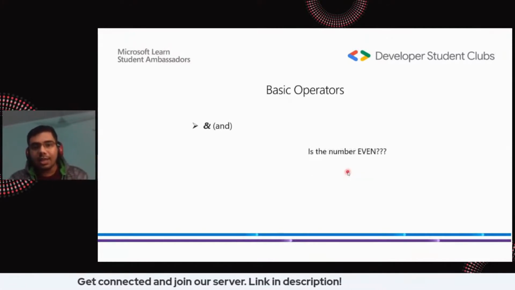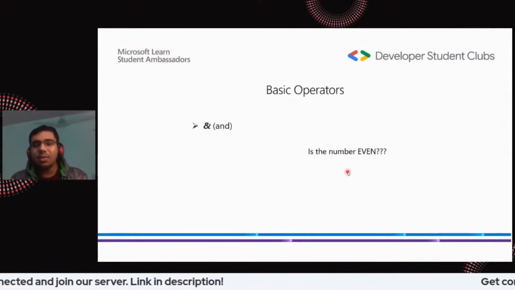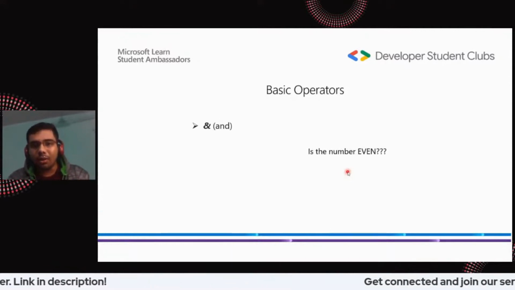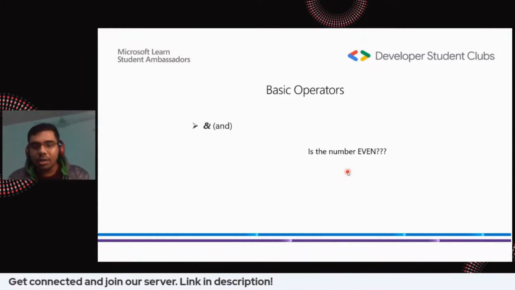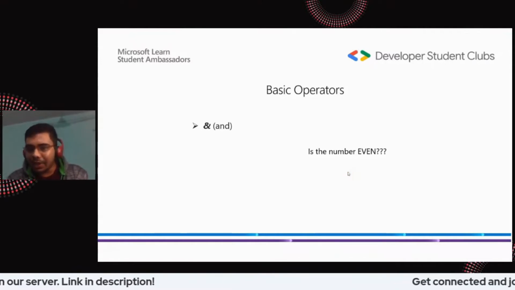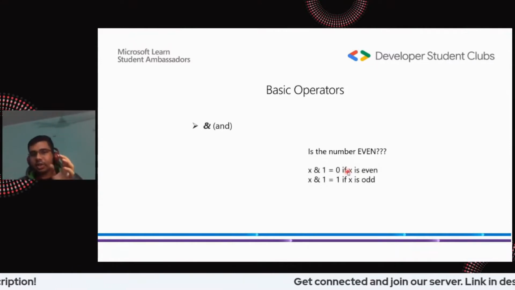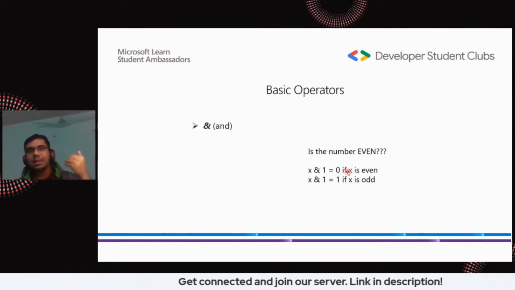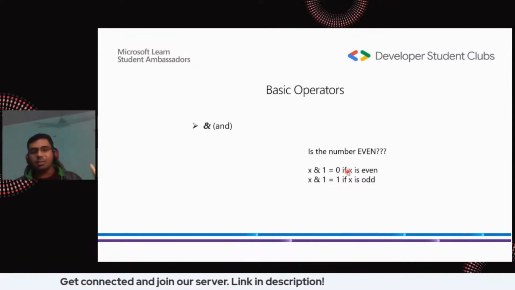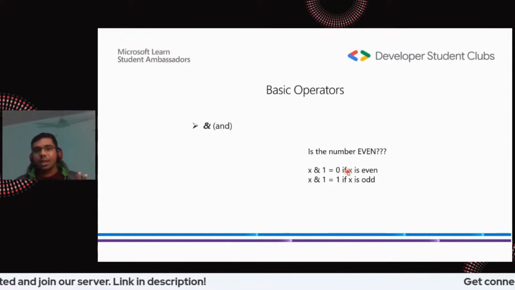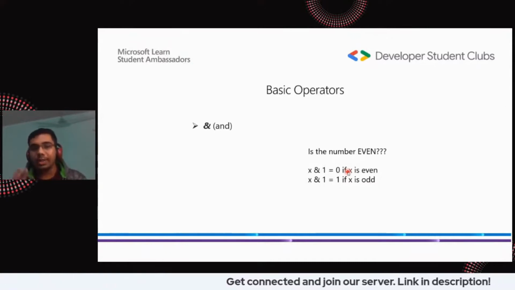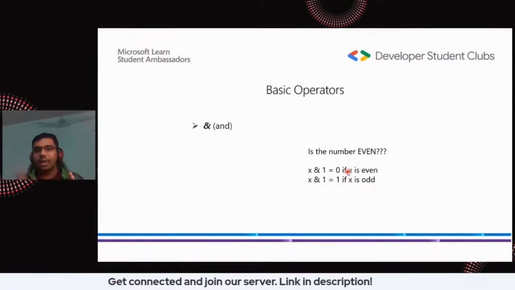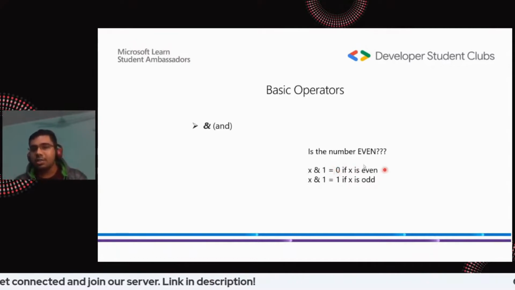So if we know that the last bit of an even number is 0, can we say whether the number is even or not just using some operators? Because we cannot see whether the last bit is 0 or not, right? So when you cannot see, let's find out with some algorithm. So we can come up with this concept that if x is our number, so x can be any positive decimal number from 1 till infinity, and if we do an AND operation with 1 and x, if the result is 0, so this would be even.